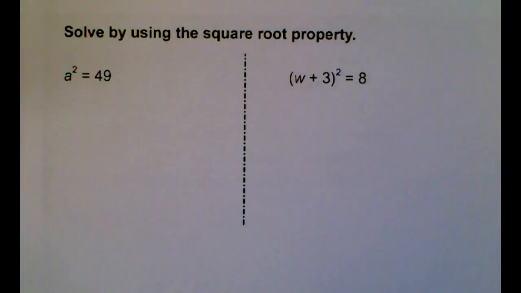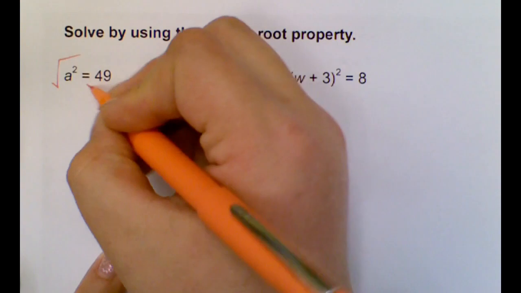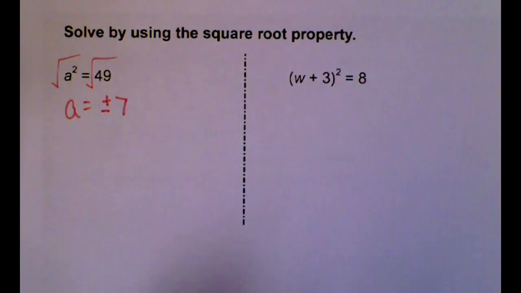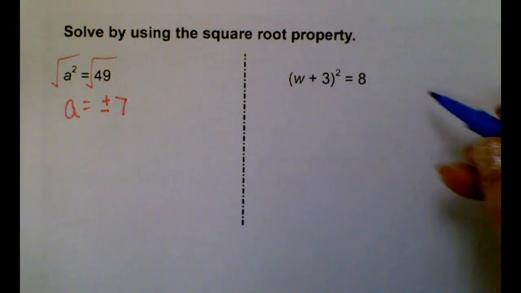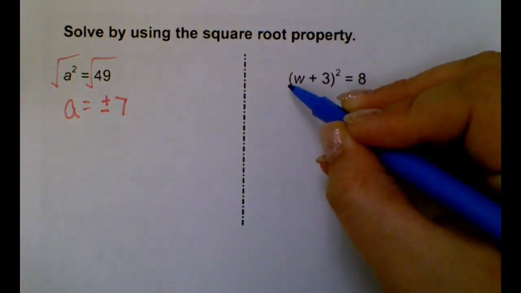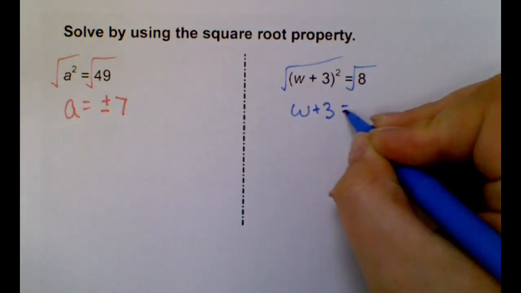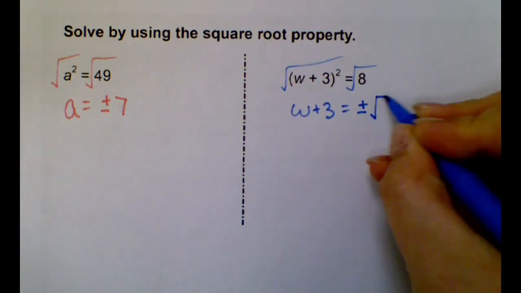So let's use the square root property. If a squared equals 49, to undo a square, I square root. I get a equals positive or negative 7. For w plus 3 squared equals 8, our squared term is all alone, so we undo the square, making it w plus 3 equals positive or negative square root of 8.